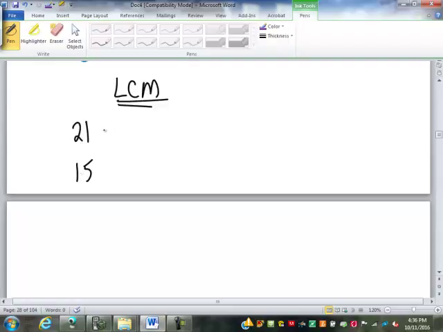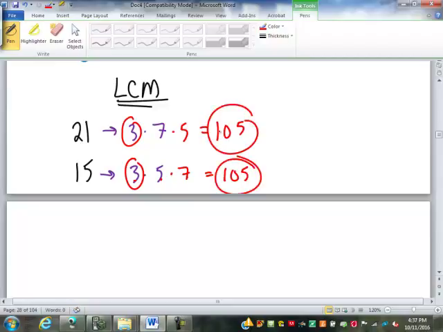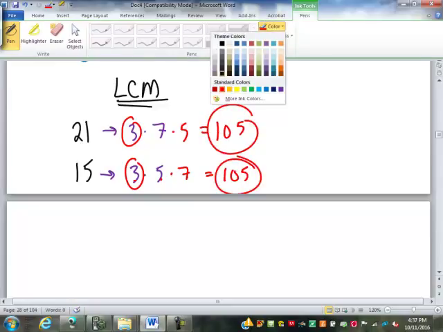Or we can factor. 21 factors into 3 times 7. 15 factors into 3 times 5. And then we look at what they have in common. They both have a 3. What does the top one need? It needs a 5. What's the bottom one need? A 7. So now we got 3 times 7 is 21, times 5 is 105. 3 times 5 is 15, times 7 is 105. So the least common multiple is 105.